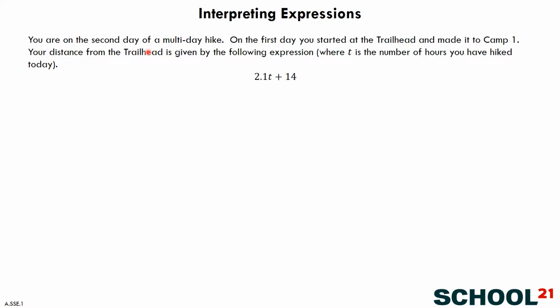Okay, so let's go ahead and read this word problem. You are on the second day of a multi-day hike. On the first day, you start at the trailhead and made it to camp one. So you started there and you made it to camp one. Now, your distance from the trailhead is given by the following expression where T, so there's the variable T, is the number of hours you have hiked today, on the second day.